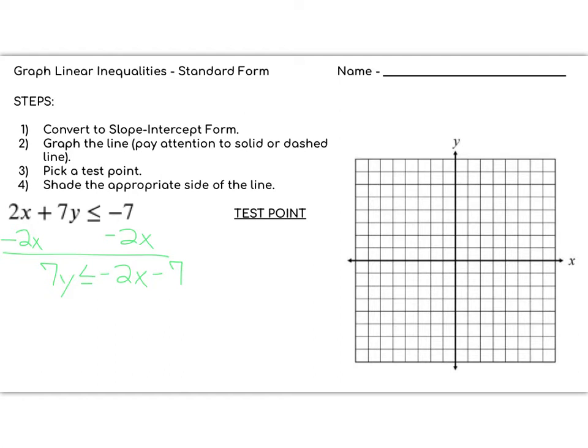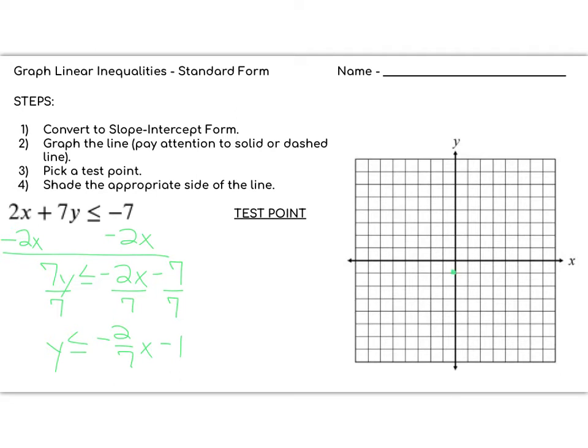Now, to isolate y, I have 7 times y, so I need to divide by 7, but remember that you divide every term by 7. We're going to clean it up a little bit. 7 over 7 is 1, so that's just y. y is less than or equal to negative 2/7 x, and negative 7 divided by 7 is negative 1. Now it's in slope-intercept form. We are ready to graph it.